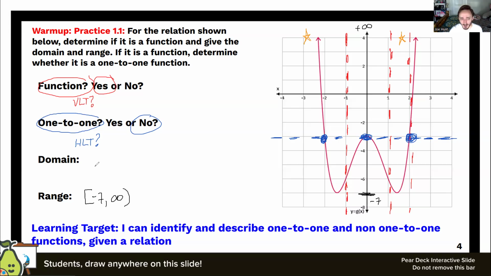Even though it's moving slowly, it's still moving forever, so it doesn't really matter the speed at which the graph moves. So the domain on this guy is unlimited. It goes from negative infinity to infinity without much of a problem.